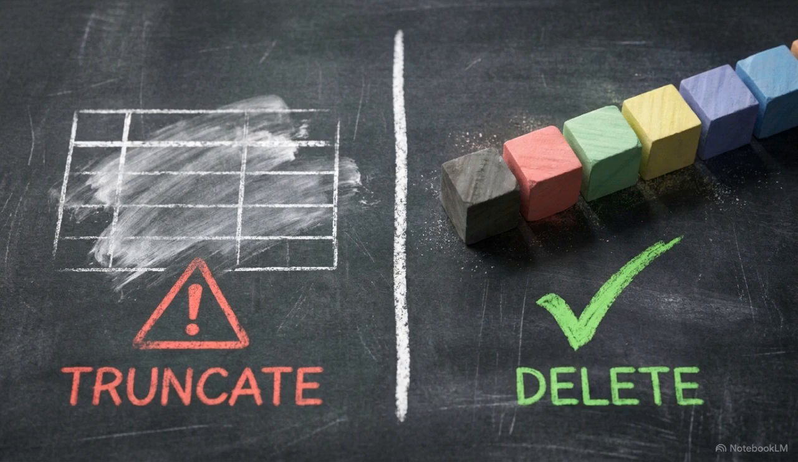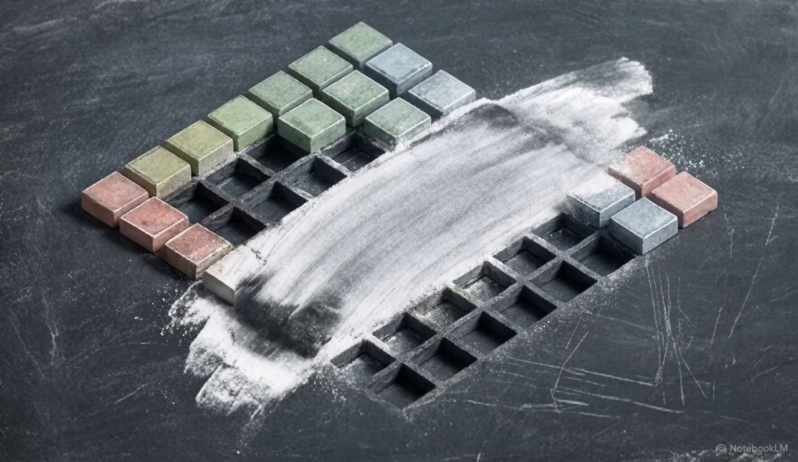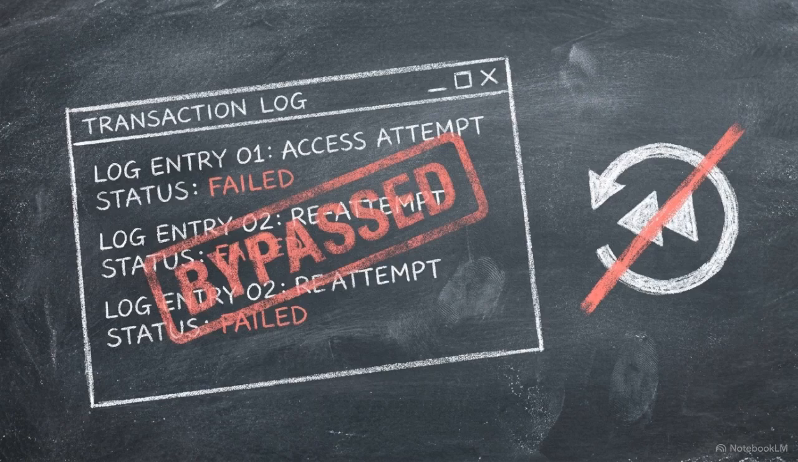Moving from design to implementation, question 1B contrasts the commands used to clear data, truncate and delete. Truncate is a data definition language, or DDL, command. It operates on the table structure itself. Truncate removes all rows by deallocating the data pages. It bypasses the transaction log and cannot use a where clause, clearing the table instantly without a rollback path.